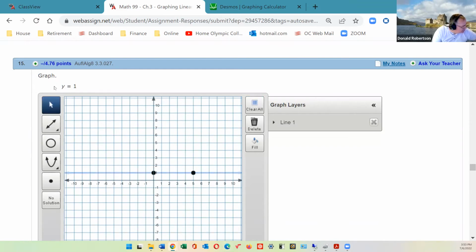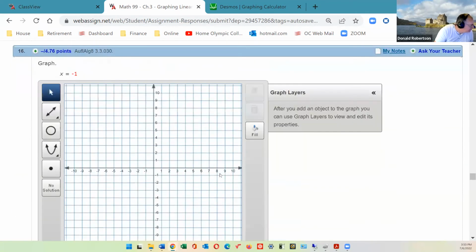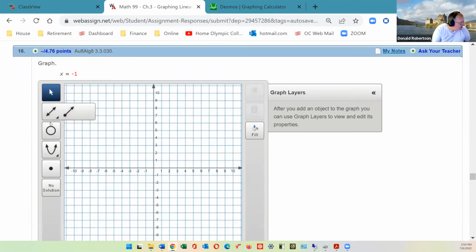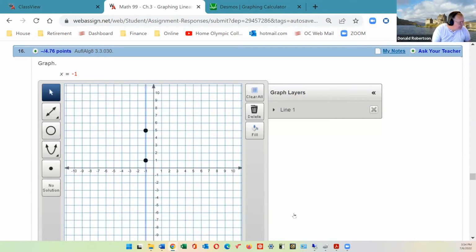Now you notice that when you look at all the points whose y coordinate is 1, don't you just end up with a horizontal line passing through the y-axis at 1? And if you had something like x equals -1, wouldn't you just end up with points whose x coordinate were -1? It shouldn't be a surprise, I hope it's not. You end up with a vertical line when that happens.